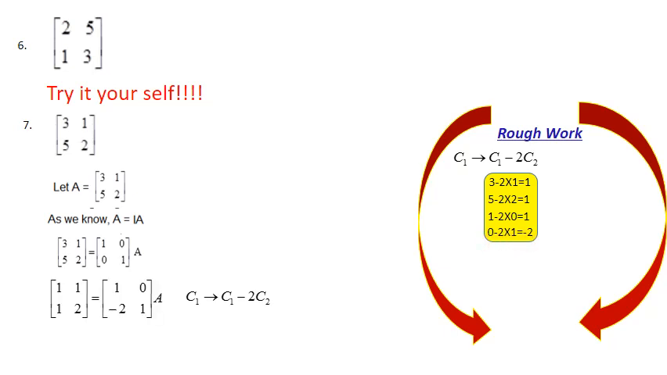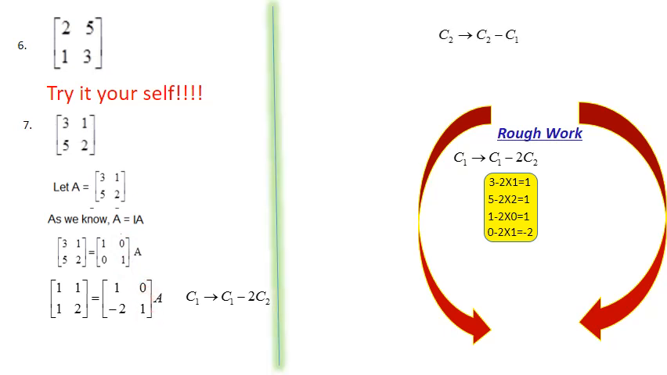After the transformation, the matrix will change like this. C1 changes to 1 and 1. Here you see 1 and 1, and C2 remains the same, that is 1, 2. Here also C1 will change: 1 0 changes to 1 minus 2. So here 1 minus 2, and C2 remains the same, 0 1.